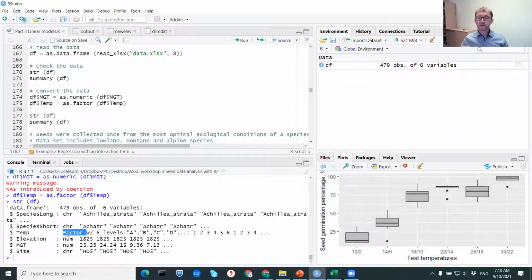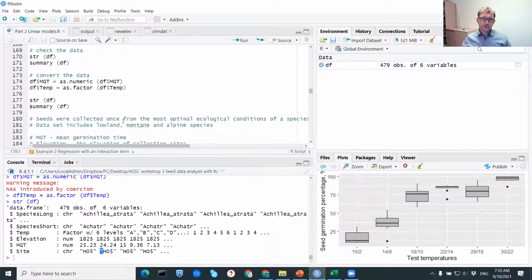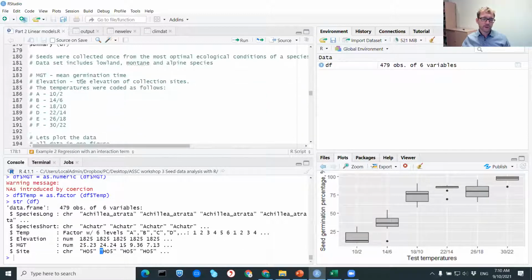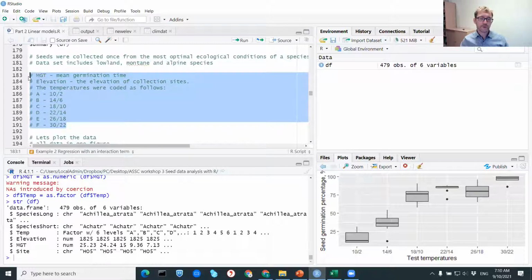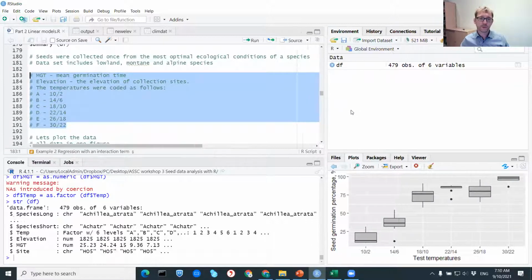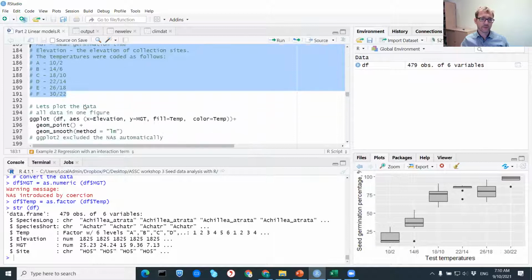So I have 6 tested temperatures, exactly like here, but coded as letters. I have elevation as a number, I have mean germination time as a number, and also sites. You can also see some notes in the code, so in case you will be watching the recordings afterwards or working with the script on your own, you can also get some information here.